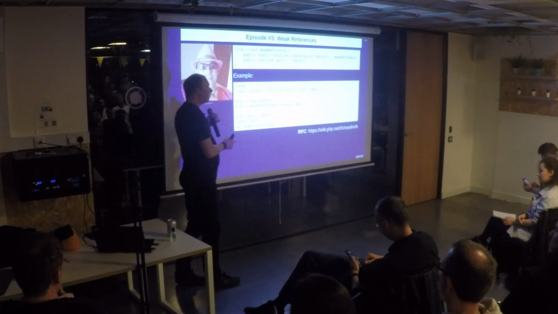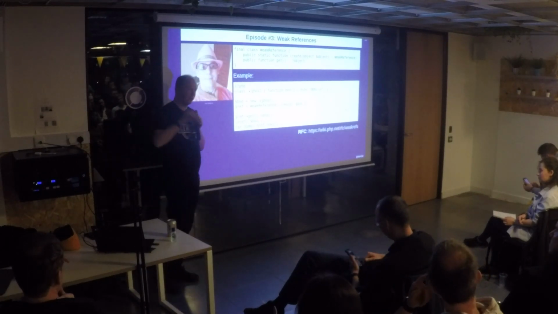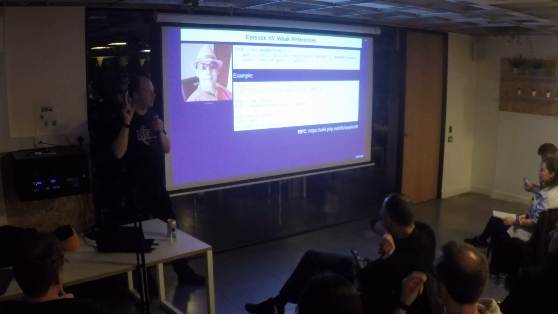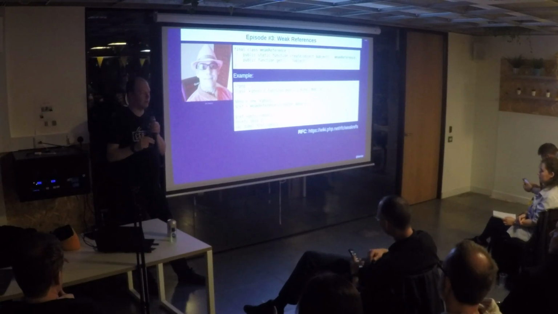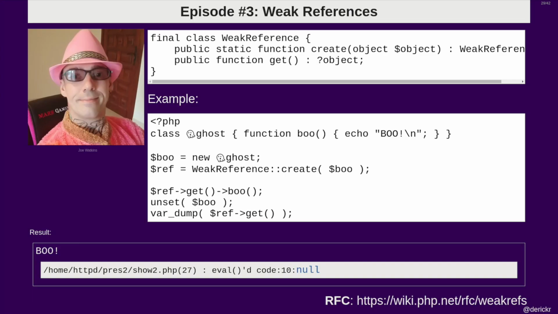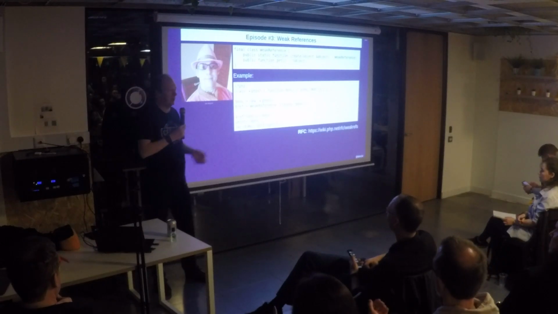So what a weak reference allows you to do is to create a reference to these objects but not prevent PHP's memory manager from being able to clean up this memory. So the way this works is that in this case we have a ghost class which says boo. I wrote this near Halloween.